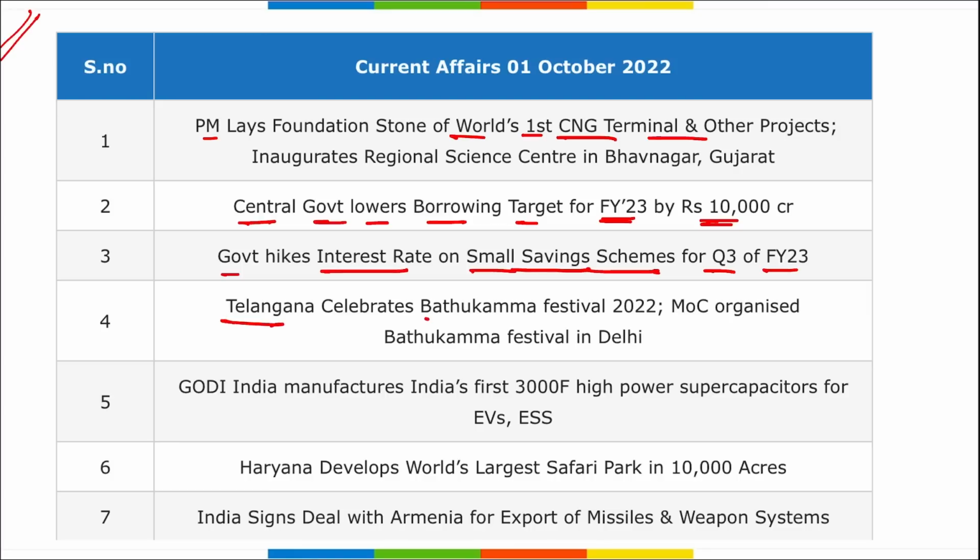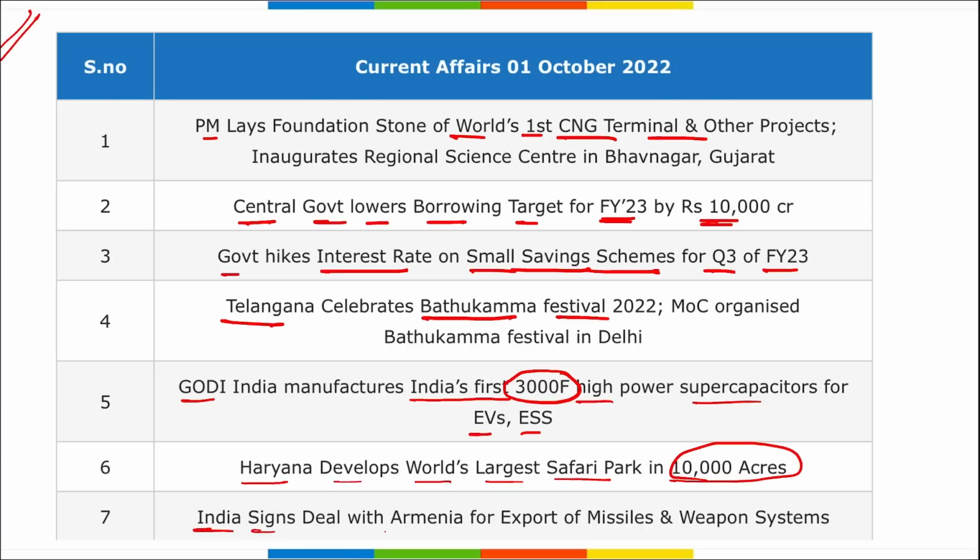Telangana celebrated the Bathukamma festival. Godi India has manufactured India's first 3000 farad high-powered supercapacitor for EVs and ESS. Haryana develops world's largest safari park in 10,000 acres. Earlier it was in Sharjah, in UAE, with just 2,000 acres, and now Haryana has developed the world's largest safari park in 10,000 acres.